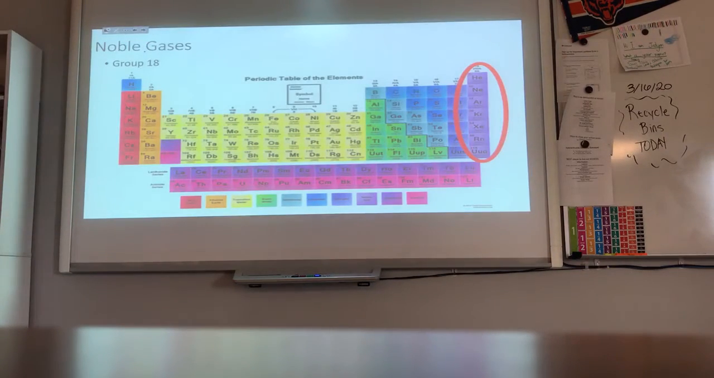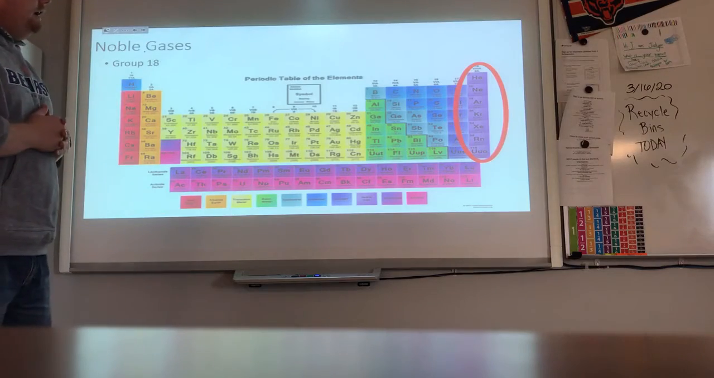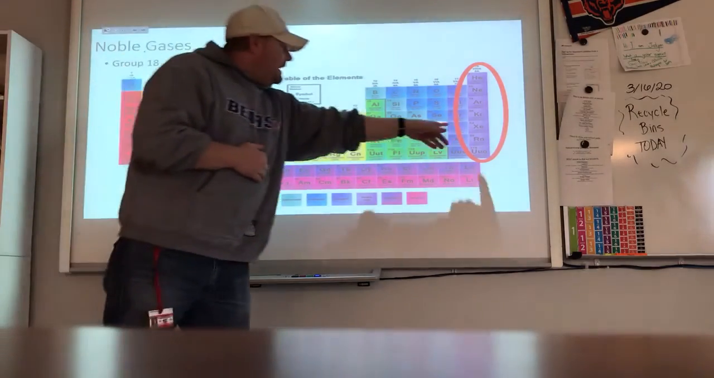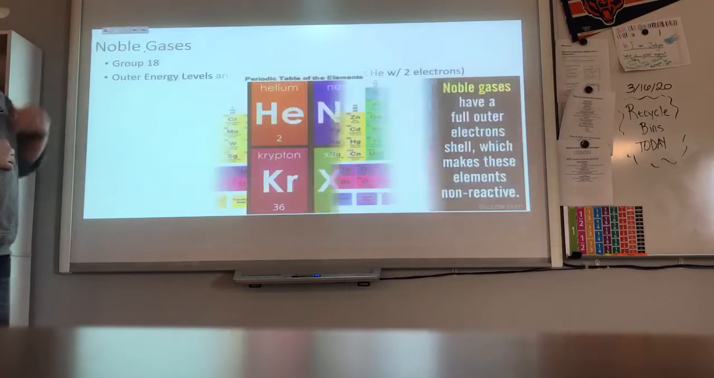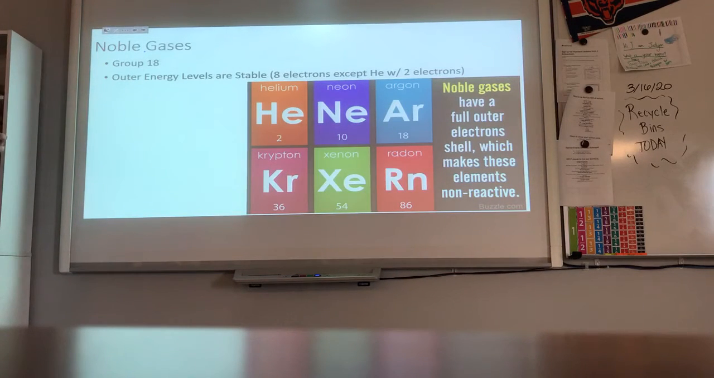The noble gases are over there in group 18. They go from helium down to radon. We talk about them: outer energy levels are stable. They have 8 electrons, with the exception being helium, it has 2. They have a full outer electron shell, that means they have 2 or 8 there. That makes them non-reactive. They don't easily combine, and you'll oftentimes see them by themselves.